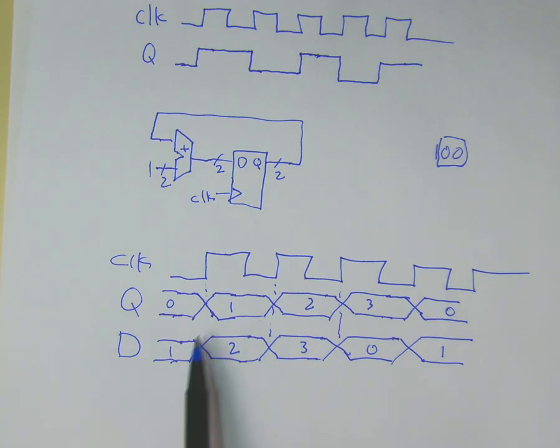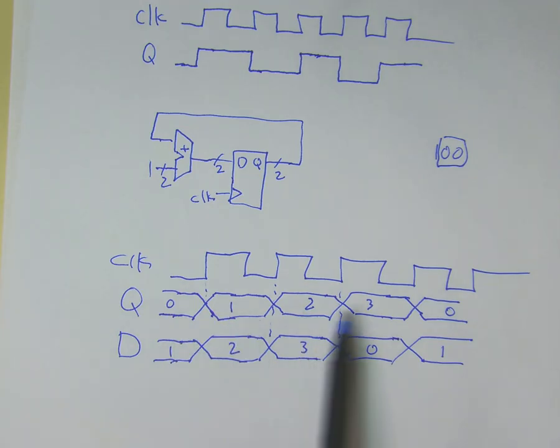So if you look at this, Q is counting 0, 1, 2, 3, 0. Well, what do you want? You want something that counts 0, 1, 2, 3, right? So if I built something that's going to count, and I take any 2 successive bits, I will get a signal.